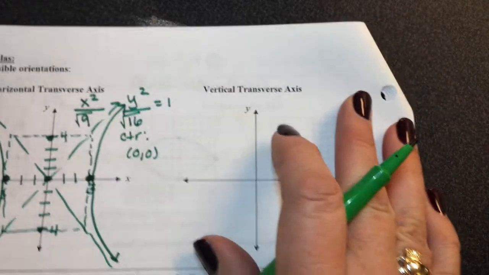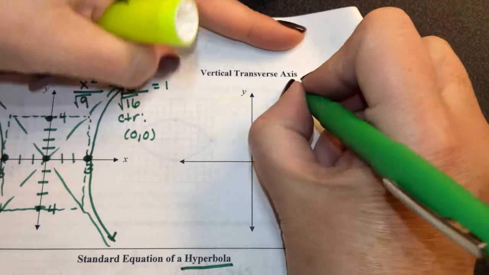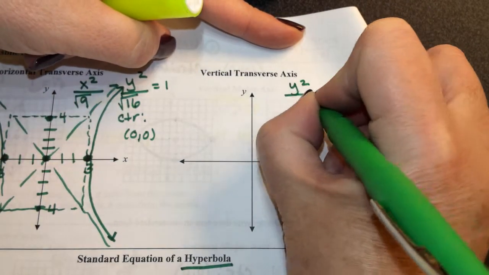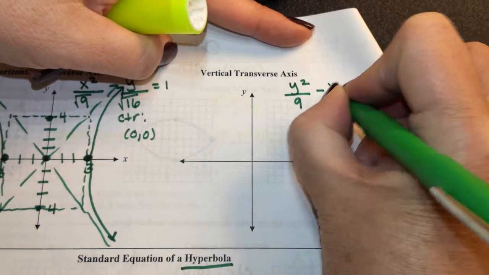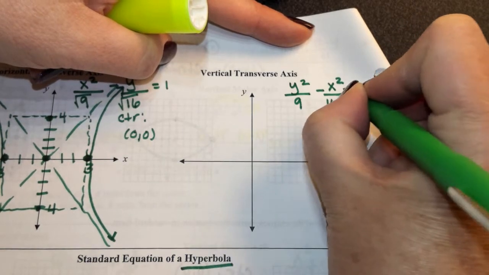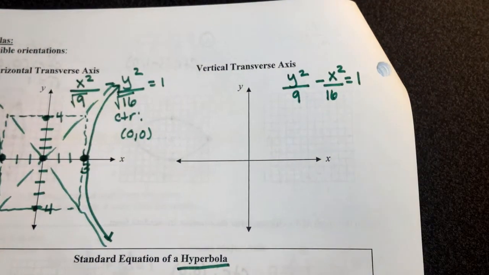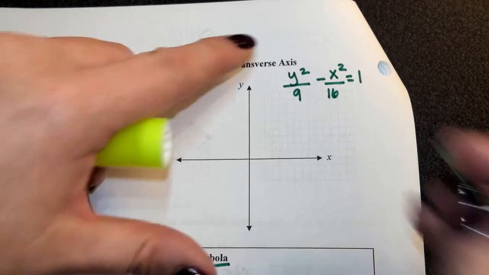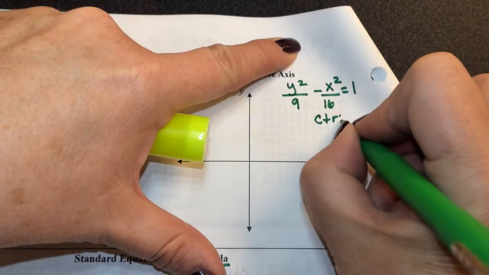Let's take a look at another example, the other orientation. Suppose it's going to be y squared over 9 minus x squared over 16 is equal to 1. What's the center? The center is going to be what? 0, 0.